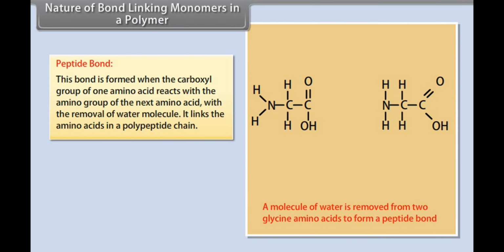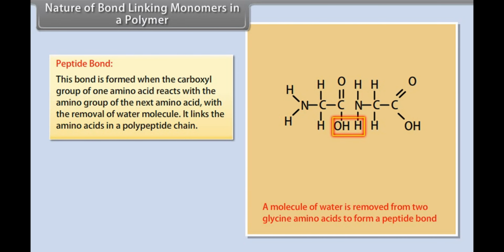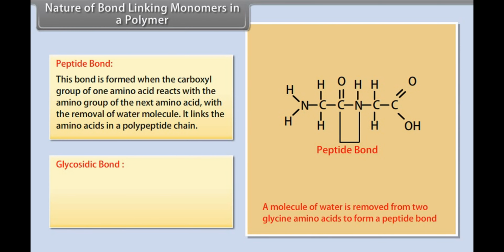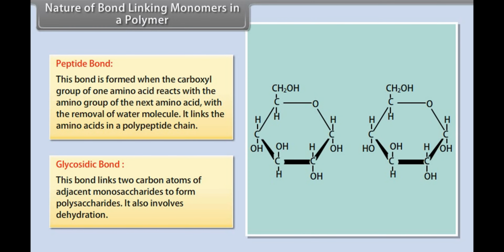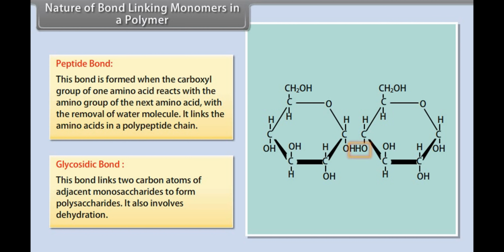Nature of bonds linking monomers in a polymer. Peptide bond. This bond is formed when the carboxyl group of one amino acid reacts with the amino group of the next amino acid with the removal of a water molecule. It links the amino acids in a polypeptide chain. Glycosidic bond. This bond links two carbon atoms of adjacent monosaccharides to form polysaccharides. It also involves dehydration.